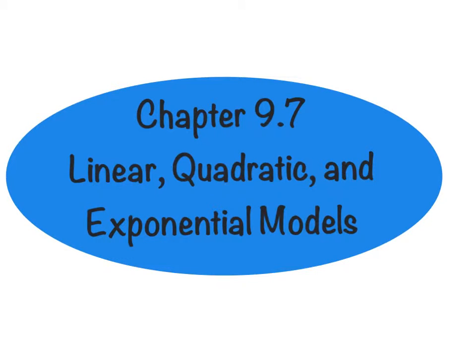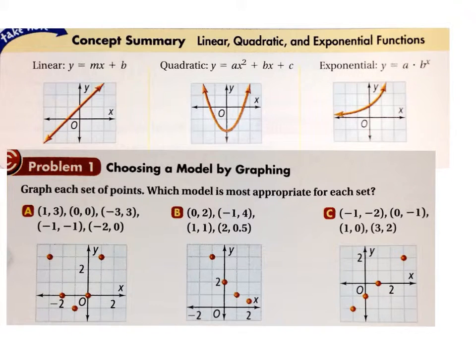kind of curve. All right, so again, linear gives you the line. The equation has an exponent of 1. Quadratic gives you the parabola, the U, and the highest exponent is 2. And exponential is where the variable, the x, is the exponent, and it's that curve that gets really high really fast, or it either gets really low really fast.